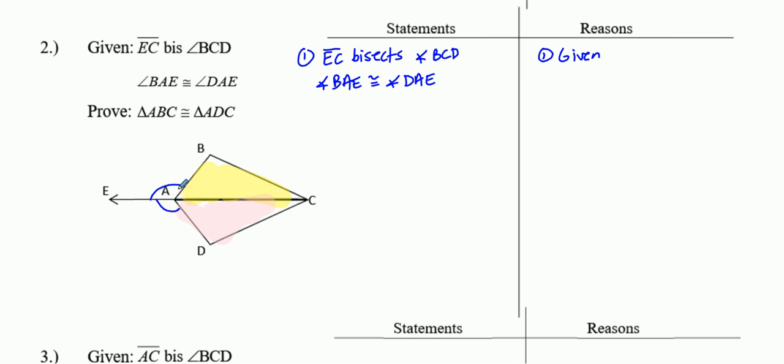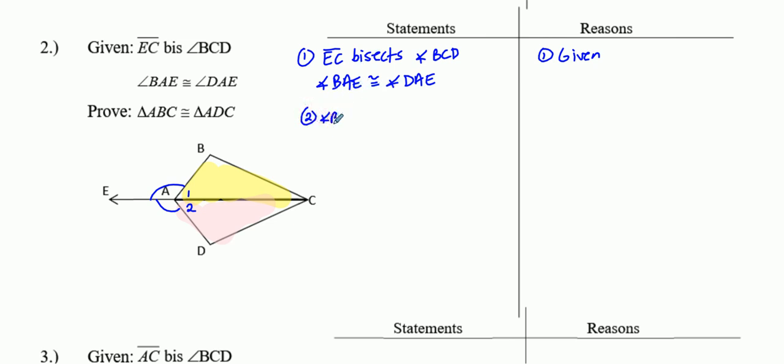However, hopefully you notice that these angles do form what we call linear pairs with these angles that I've labeled with a 1 and a 2. So if these angles BAE and DAE are congruent, since they're angles on a line with angles 1 and 2, 1 and 2 must also be congruent too. So that's how this piece of given information helps me with angles of the triangle.